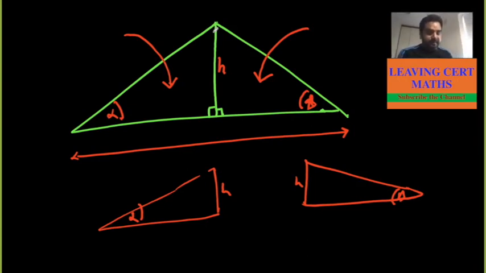A tree casts a shadow of 8 meters when the angle of elevation of the sun is 52 degrees. Calculate the height of the tree to the nearest meter. So height is always 90 degrees, you know. So you can get a right angle triangle from that. Just draw a right angle triangle, fill in what is given, and see what they ask for.